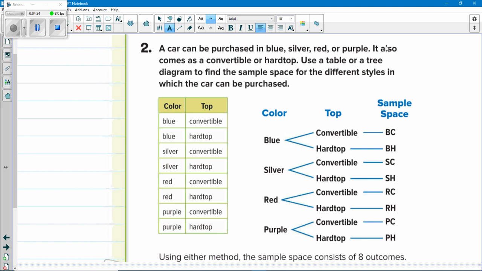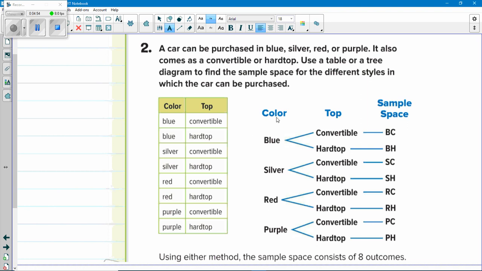Use a table or a tree diagram to find the sample space for the different styles to which the car can be purchased. So first they did a table. Now think about it. You can get a blue convertible or a blue hardtop. That's it for blue. You can get silver convertible, silver hardtop. That's it for silver. Red convertible, red hardtop. Purple convertible, purple hardtop. 1, 2, 3, 4, 5, 6, 7, 8. 8 different things in the sample space.